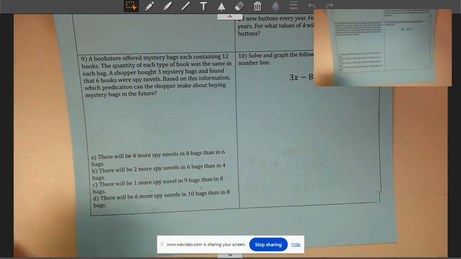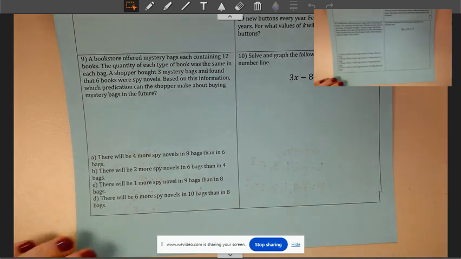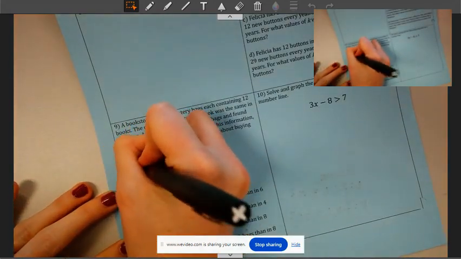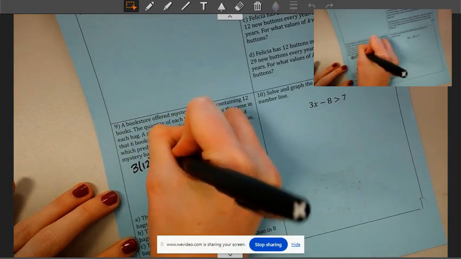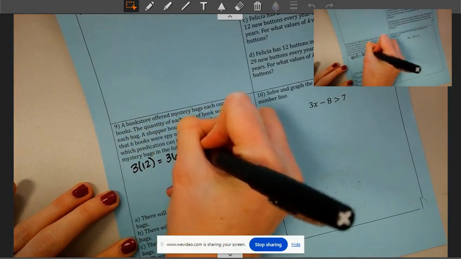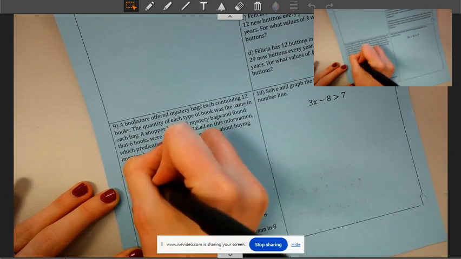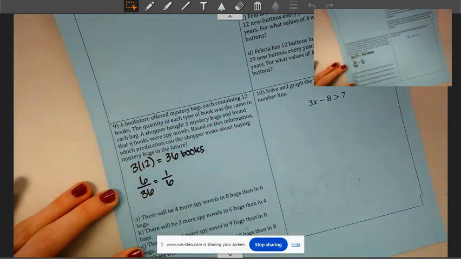It says a bookstore offered mystery bags, each containing 12 books. The quantity of each type of book was the same in each bag. A shopper bought 3 mystery bags and found that 6 books were spy novels. Based on this information, what prediction can be made about the shopper buying mystery bags in the future? Okay, so there's 12 books in each bag. So if I bought 3 bags, that's 36 books total. So 6 out of the 36 were spy novels, so that's 1/6.